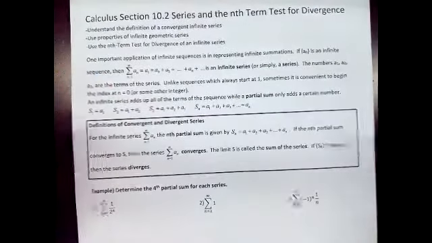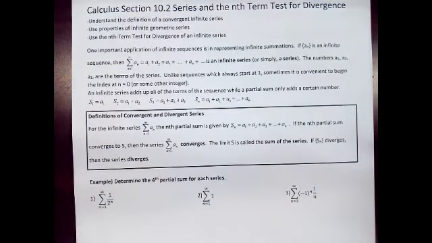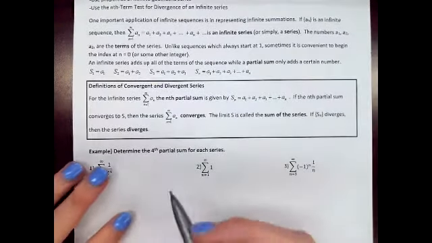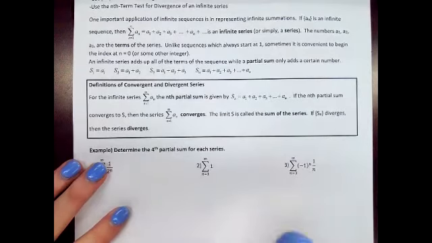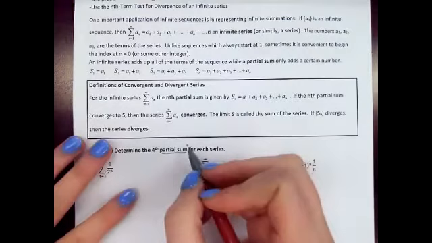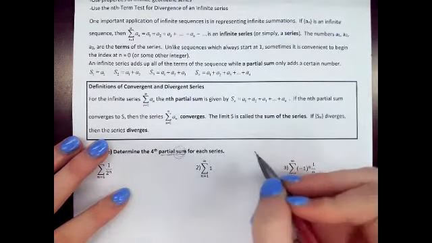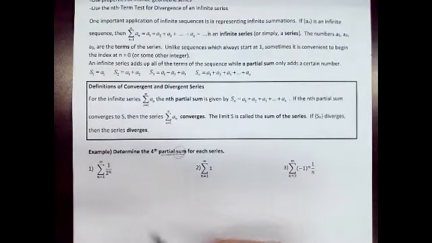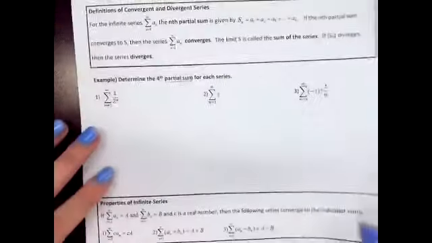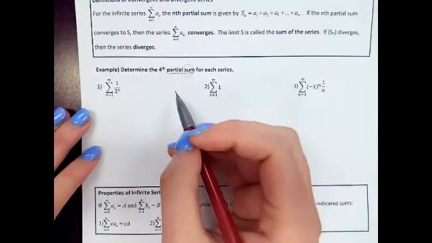Okay, so when we're talking about the nth term test for divergence, this is going to be very similar to what we did last time with taking limits to see if something converges or diverges. The first thing we want to do is find the partial sums. Sum is the big word here, in that a series is basically a sequence that we are taking the sum of. When we're asked to find a partial sum, in this case the fourth partial sum, we're looking to add up the first four terms.